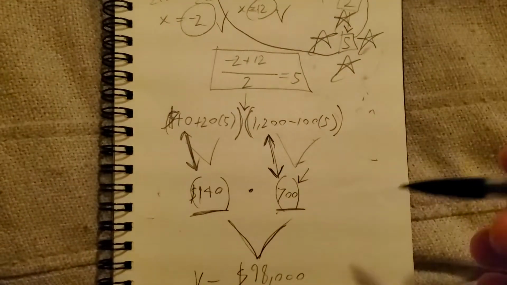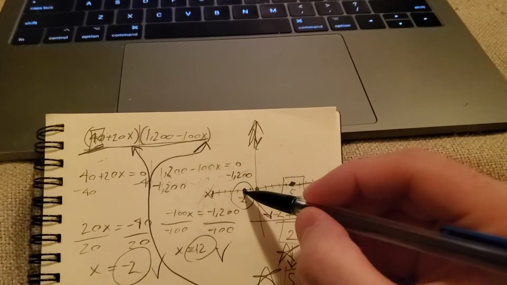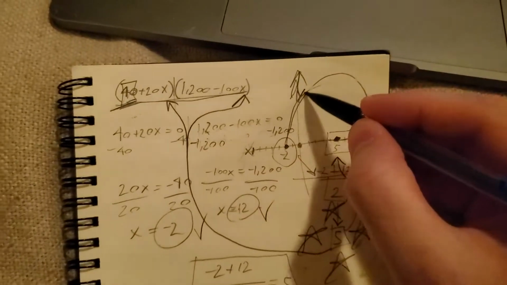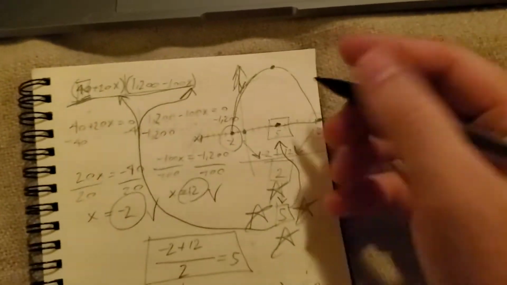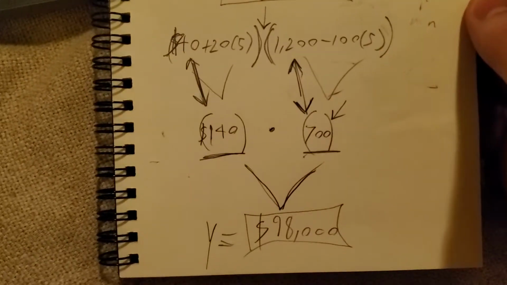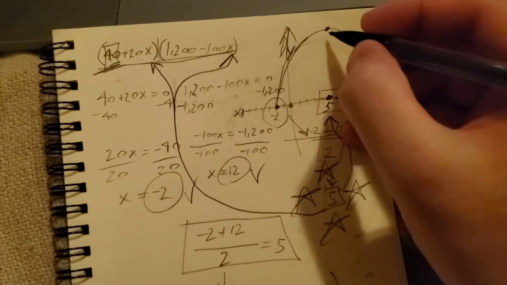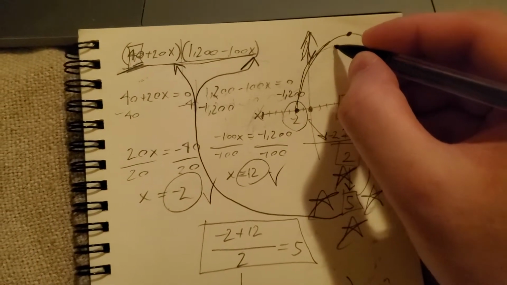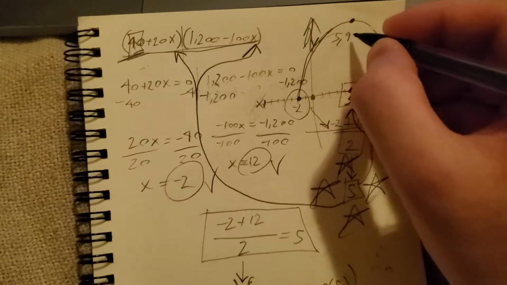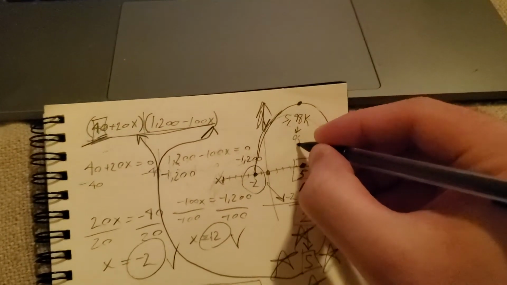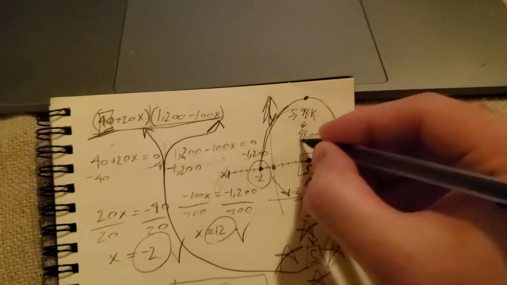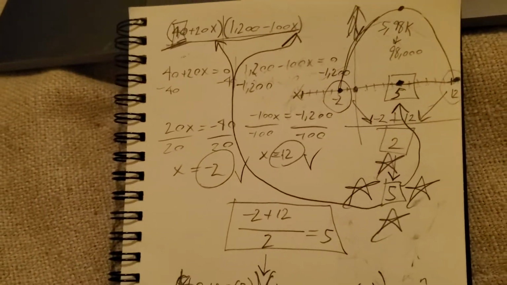And we can specifically say that this point on the parabola right here is going to be at 5 and 98,000. Okay, so really, if you were marking this point, the vertex is 5, 98k. 98k specifically being 98,000. All right, it's presented or drawn in a complicated fashion.